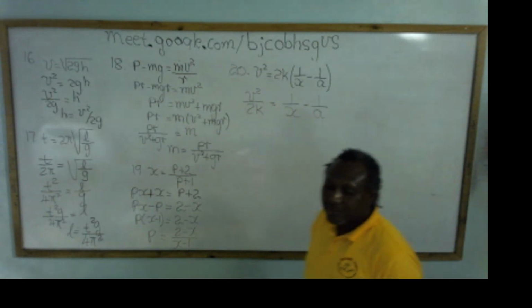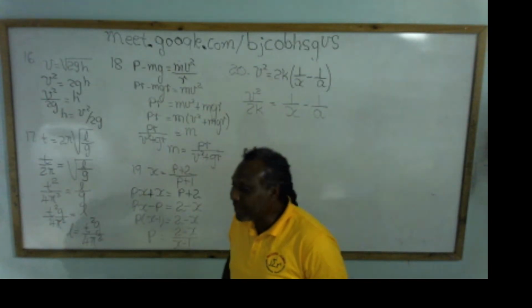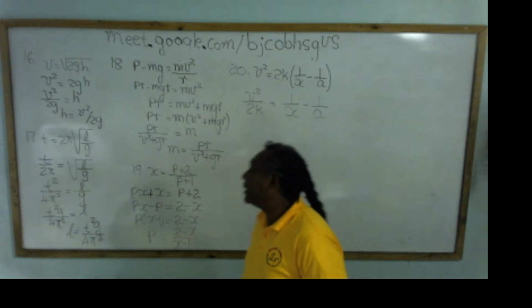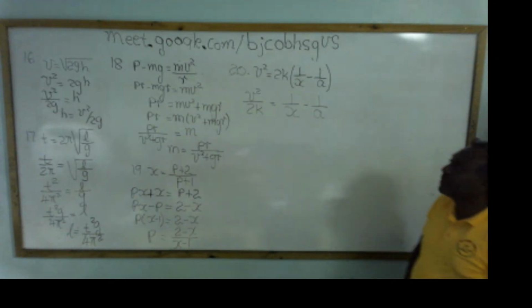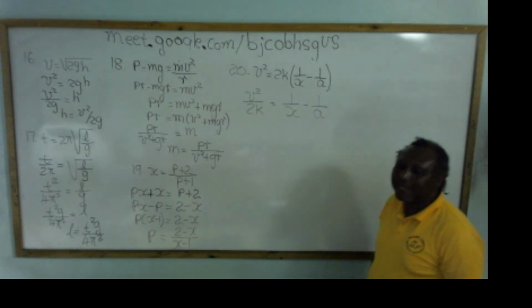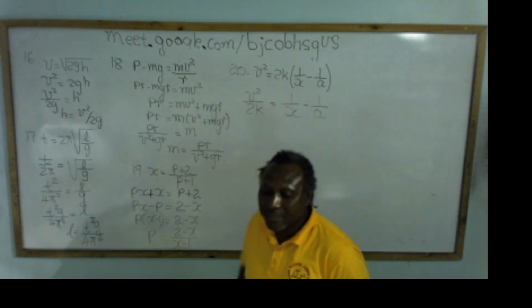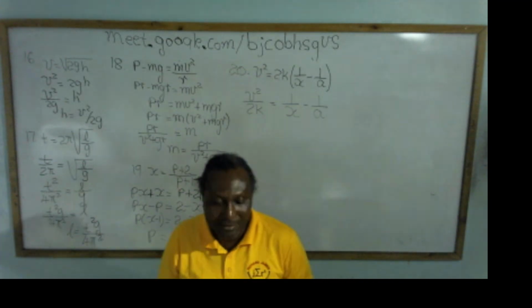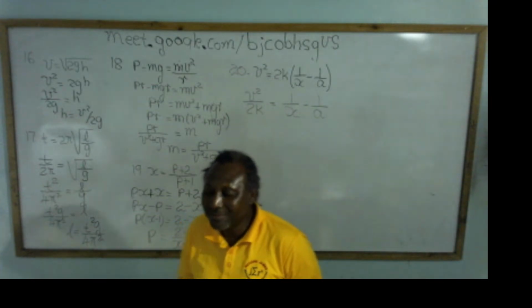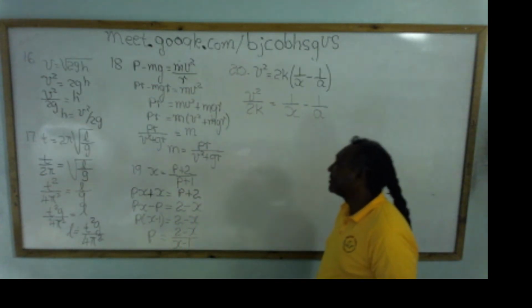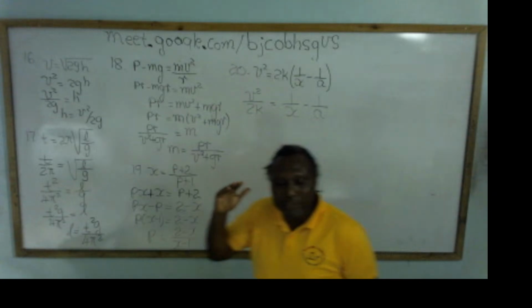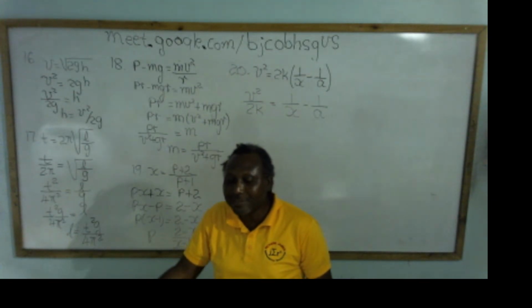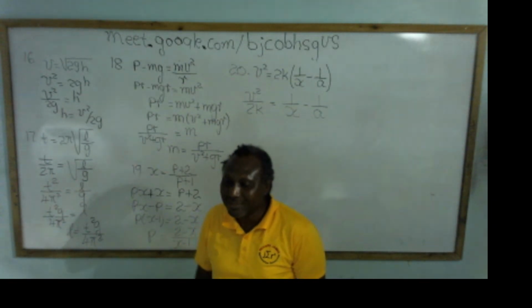Alright, so let's continue. We will eliminate the 2k first. So v squared over 2k is equal to 1 over x minus 1 over a. Right. So what the examiners are doing here, they are testing your flexibility in transposing an equation or transposing a formula. And of course, as soon as you see the 1 over x, if you reciprocate the 1 over x, you're going to get x. And that is what you want.